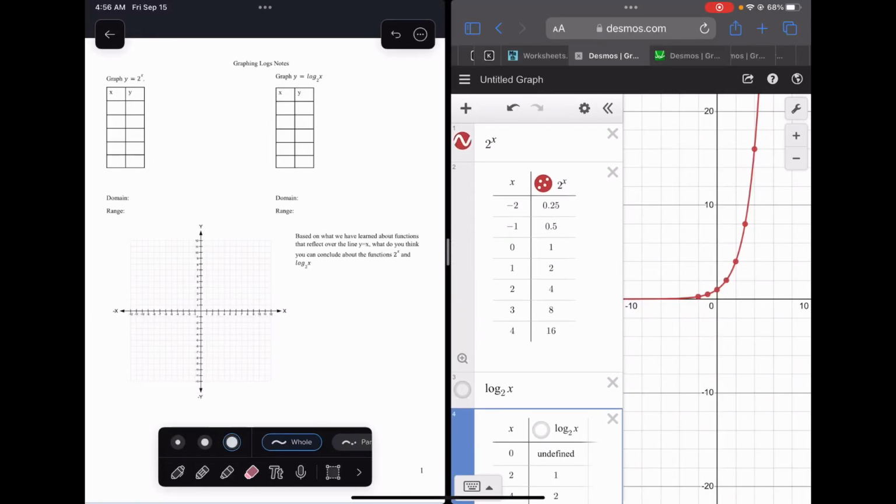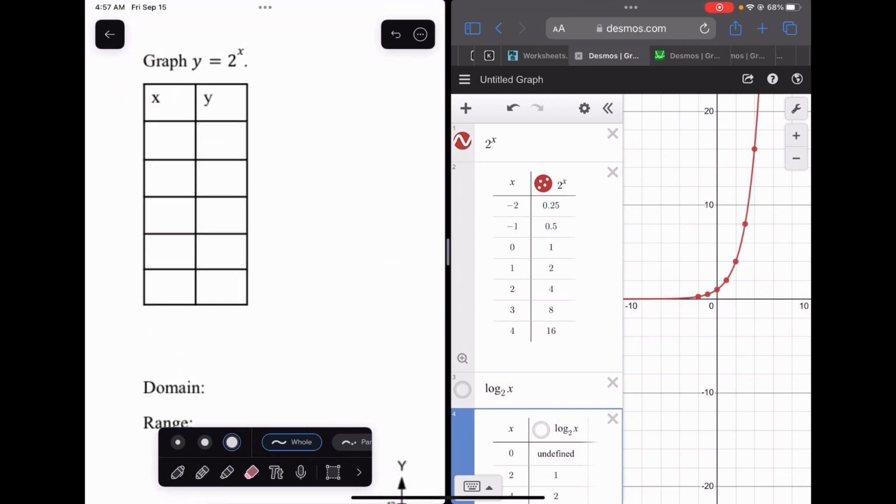Hi Math 3 students! Today we are going to be going over how to graph something called logarithms, or logs. So the first thing we're going to do here is graph something we are familiar with, and that is going to be an exponential function, 2 to the power of x.